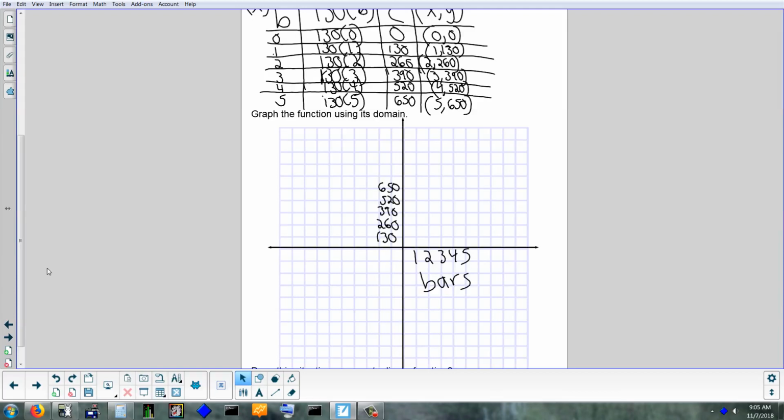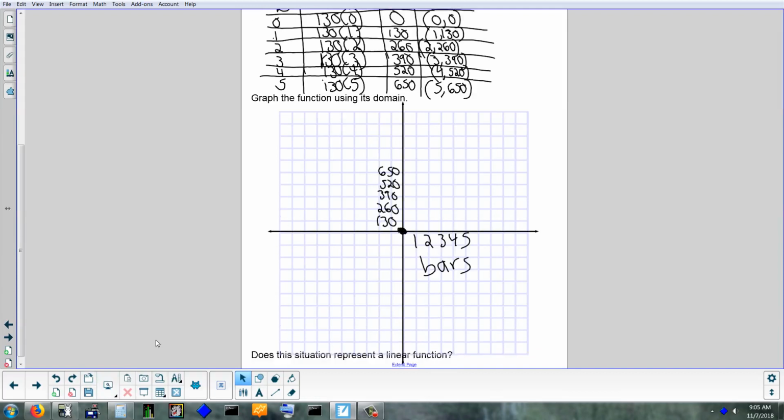All right. So I'm going to do 0, 0, which is right here. 1, 130, right there. We're going to get nice points every time, so we went by 130s. 2, 260. 3, 390. 4, 520. 5, 650. All right?